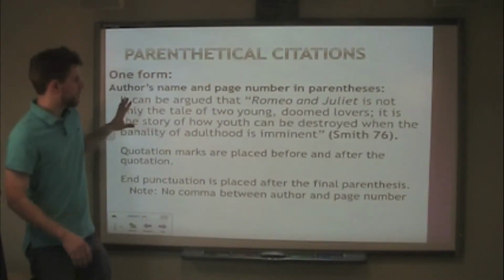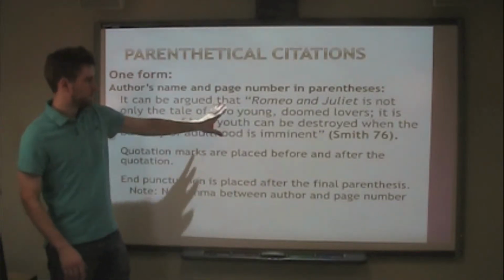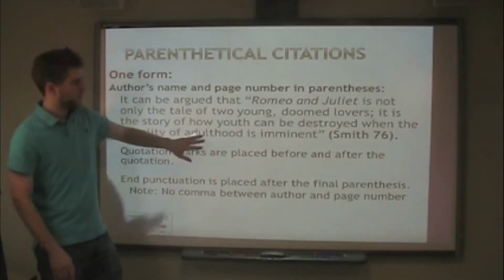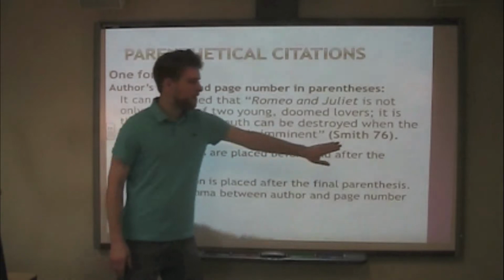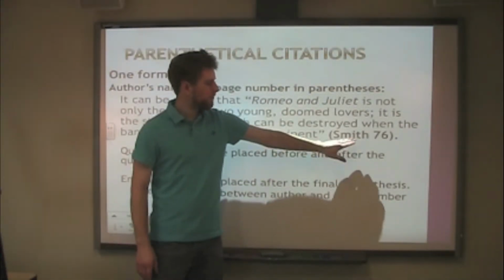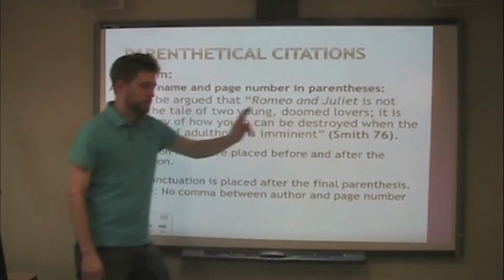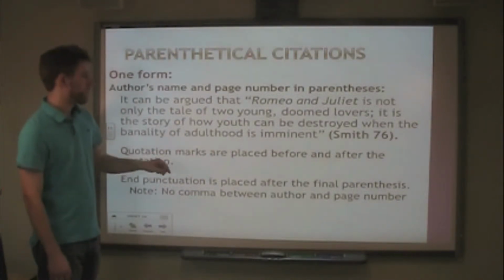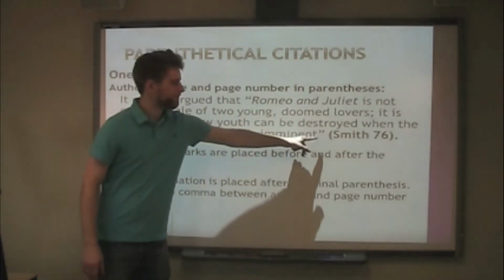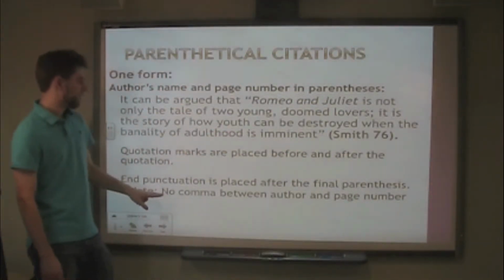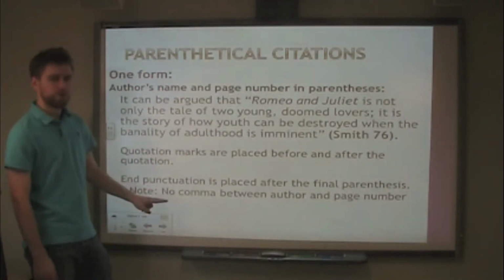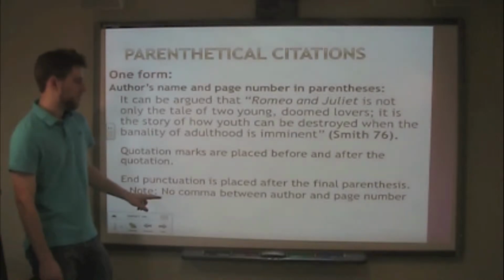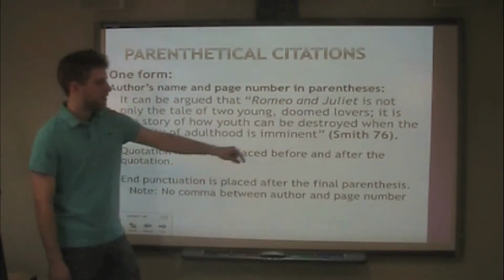Basically what happens is you need an introductory phrase, then you have your quote, and then in parentheses, you have the author's last name and the page number you got it from. Quotation marks are placed before and after the quotation, as we see here. And this is very important. The end punctuation is placed after the final parenthesis. No comma between the author and page number.